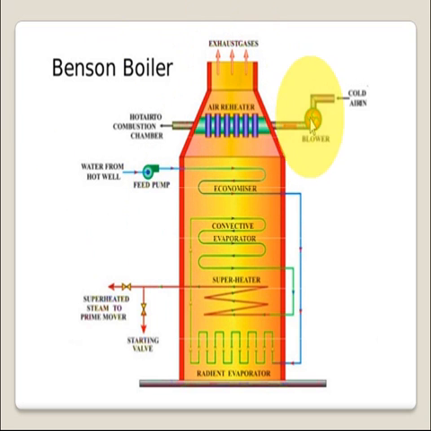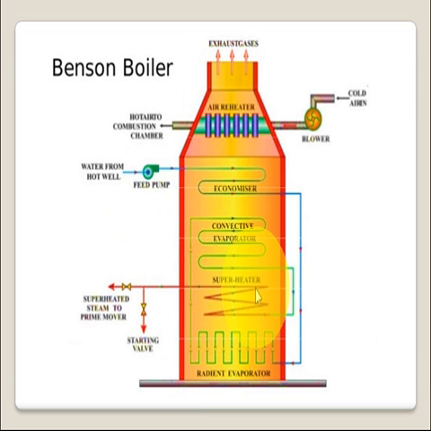So in this case, again, we have different components like a blower for drawing cold air and supplying it to the air preheater, and then the combustion chamber. Then we have the feed pump for supplying water to the boiler. Then economizer, radiant heater, convective heater, superheater, and the drum shell. This is the drumless boiler, the water drumless boiler.